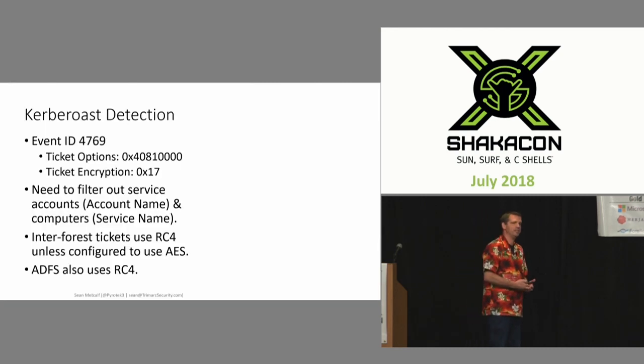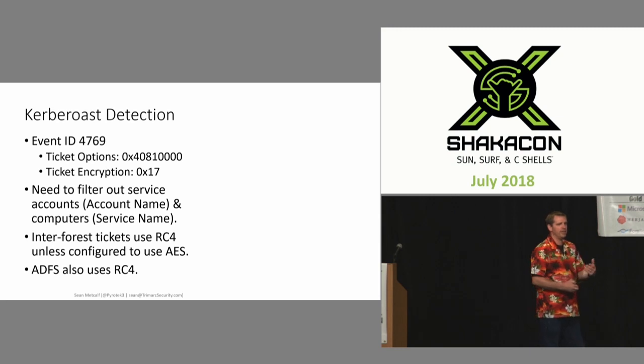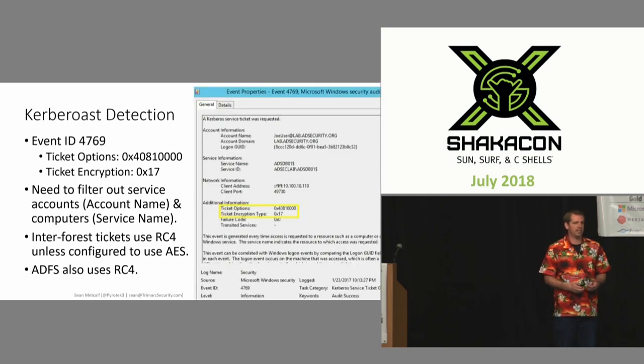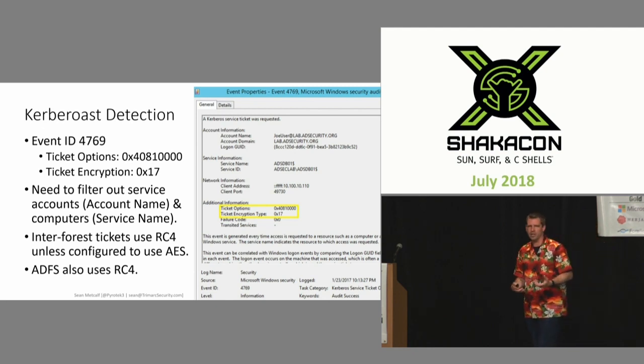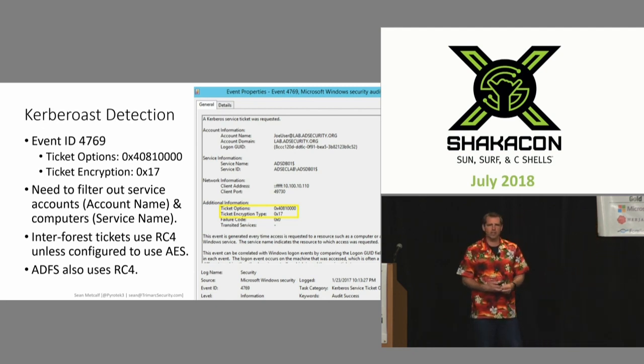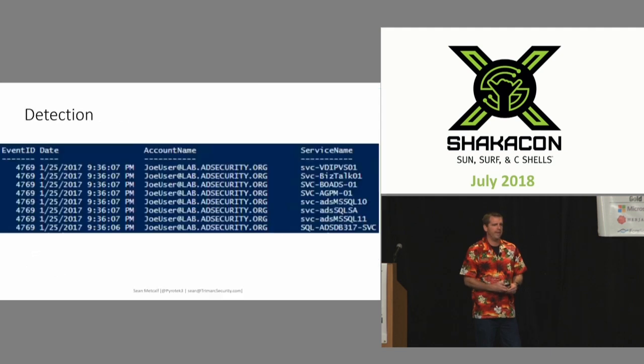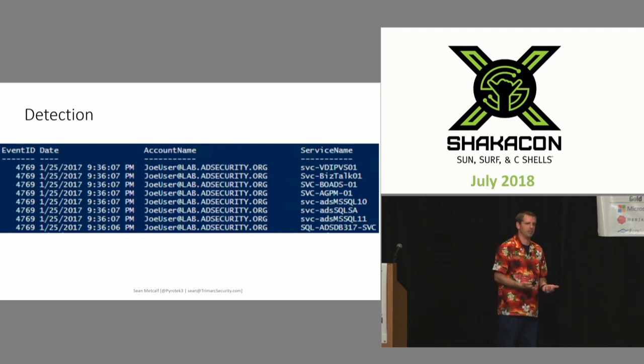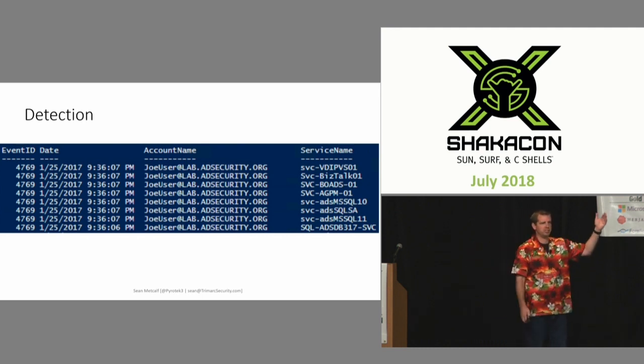So I figured out how to detect Kerberoasting by looking at event ID 4769, which is when a user requests a service ticket with specific ticket options and specific ticket encryption. 0x17 is RC4. So we filter out some things. We identify that there's other types of tickets that actually use RC4 regularly, so we can filter those out in our environment. And then once we do that, we can identify that someone like Joe here at 9 o'clock is Kerberoasting the environment. At least he's requesting service tickets for all these different services.